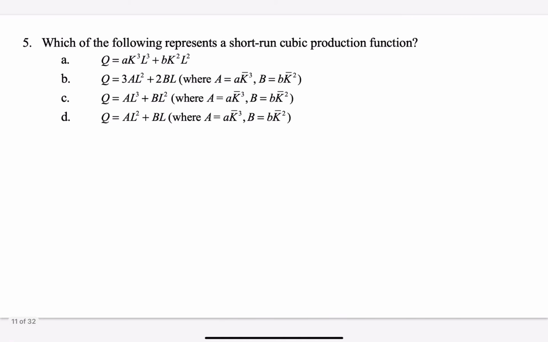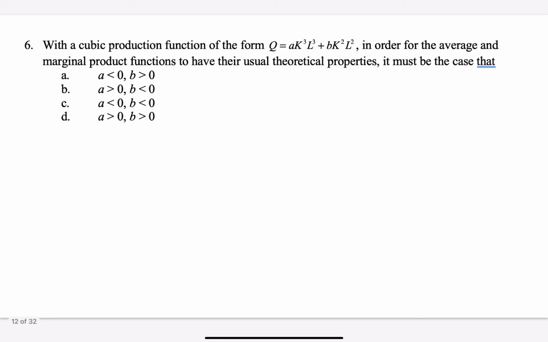Which of the following represents a short-run cubic production function? This is also straight from the slides, and it is C. With the cubic production function of the form given, in order for average and marginal product functions to have their usual theoretical properties, it must be the case that A is less than 0 and B is greater than 0. This is also in the slides. Those determine the way the shape moves and the way that the derivatives of those curves, which give you your average and marginal product functions, are shaped as well.